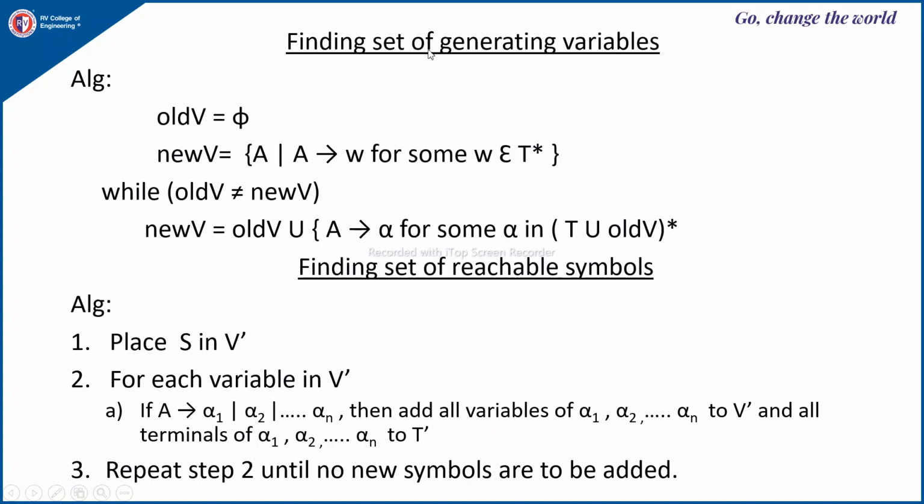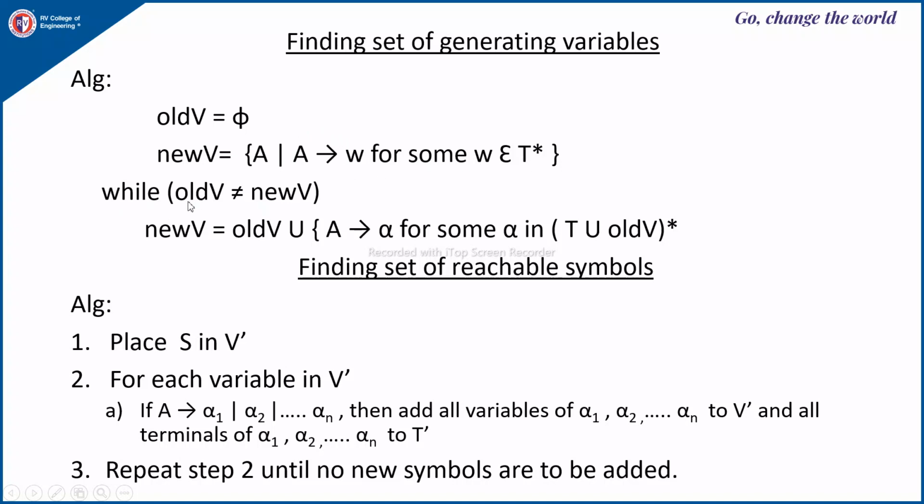First, finding the set of generating variables. These generating variables are important, because excluding them, the rest form the non-generating variables which are to be removed. The algorithm: old variable is equal to empty set. New variable is added with the variable A such that A derives W. That means if on the RHS you have only terminal symbols, then the LHS will be added to the set of new variables, for some W belonging to T star.